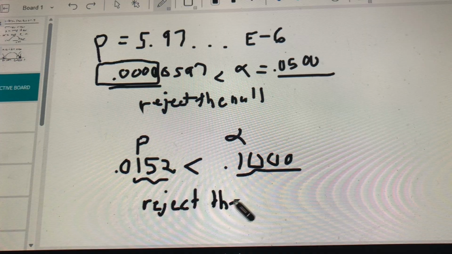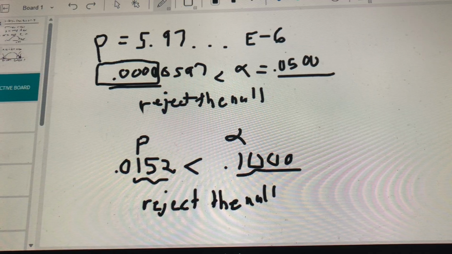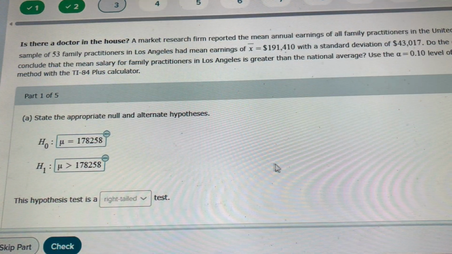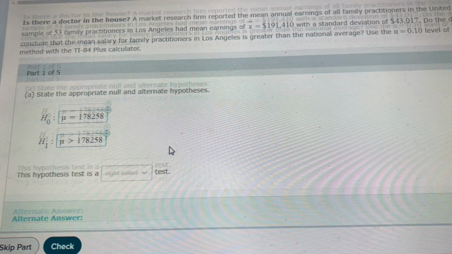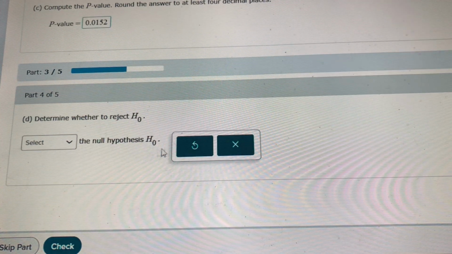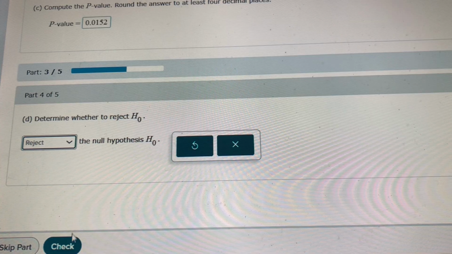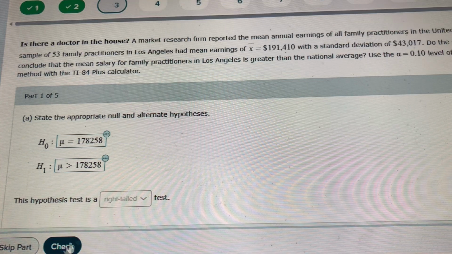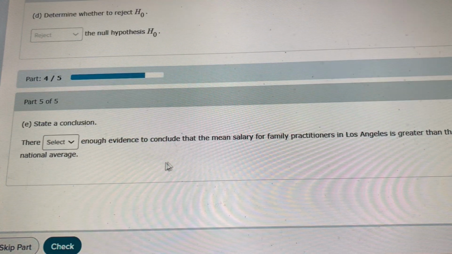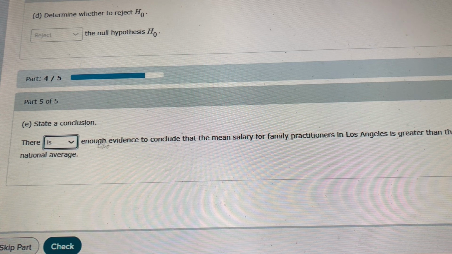So we are saying that this 191,000 is significantly greater than the 176,000 that was supposed to be the national average. So apparently in Los Angeles, their salaries are significantly greater. But their cost of living is higher too. So reject the null since the p-value is low. And there is enough evidence to say that the practitioners in LA are greater than the national average.